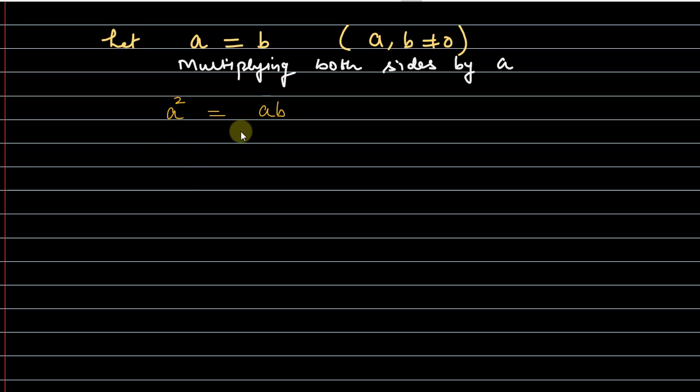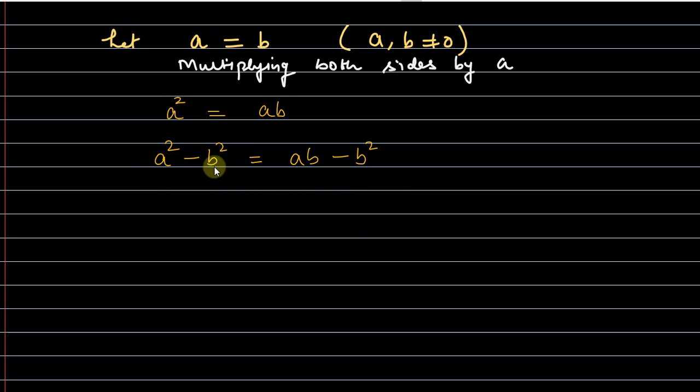Now I am subtracting b square from both sides. This can be done, it is mathematically correct, no problem with it.